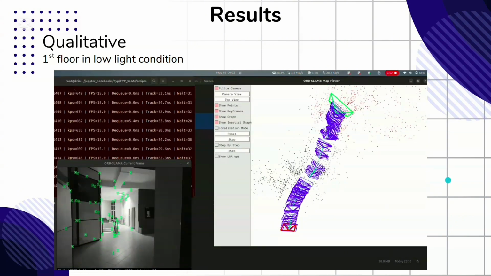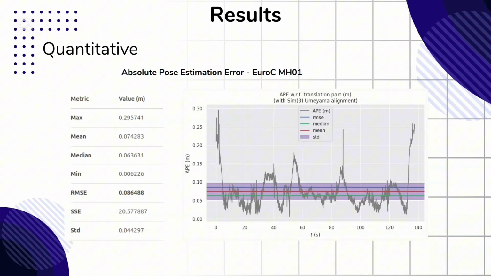And these are the results we have taken when we ran our system with the EuRoC dataset. We achieved an RMSE for absolute pose error of 8 centimeters.